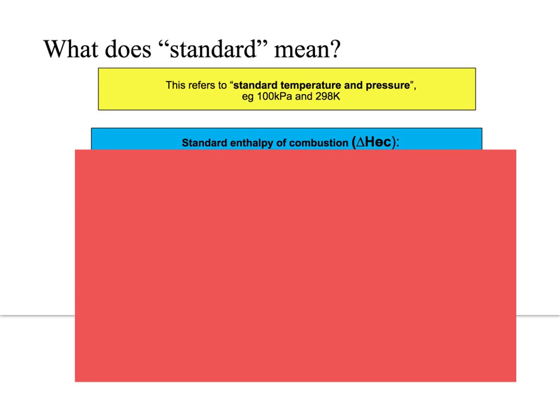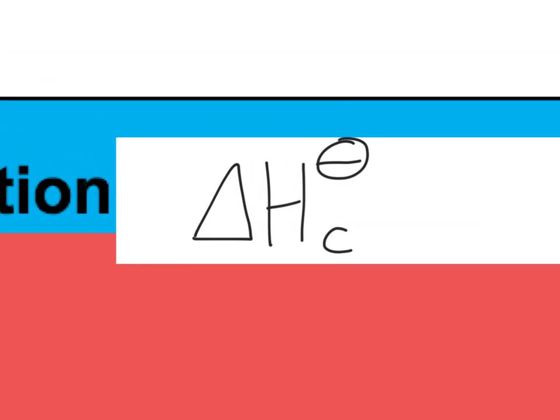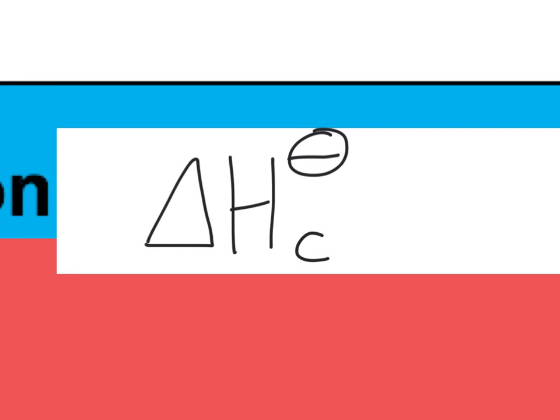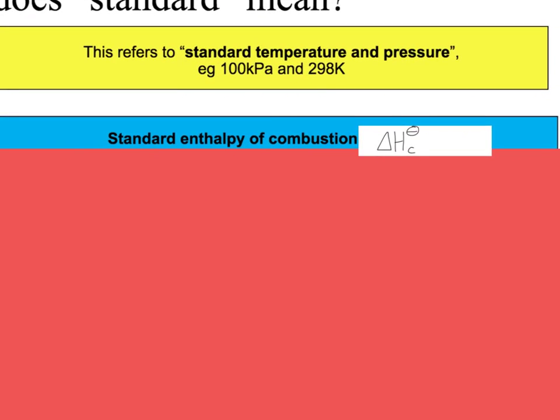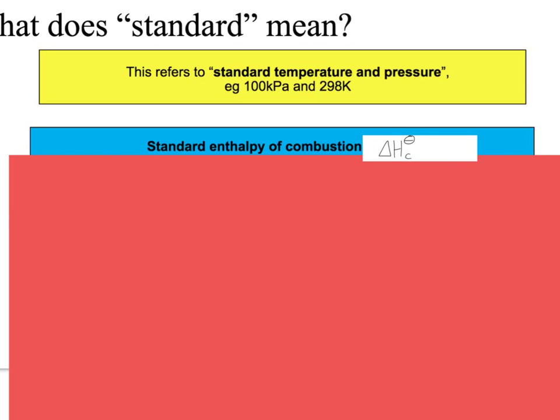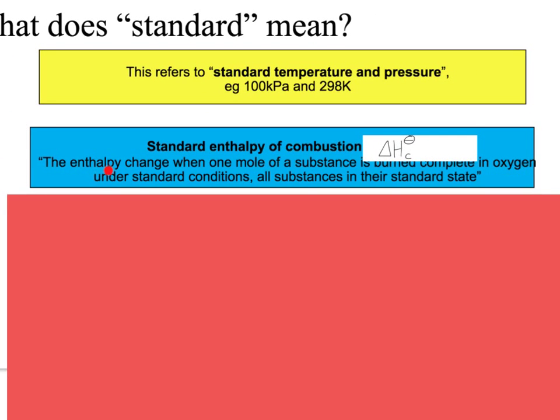So definitions. Standard enthalpy of combustion, it's written like this: delta H, theta, for standard conditions, and then C, for combustion. Okay, so the definition for the standard enthalpy of combustion is as follows. It's the enthalpy change when 1 mole of a substance is burnt completely in oxygen under standard conditions, all substances in their standard states. This is a very, very common definition that you'll be asked, so you need to learn this word for word. Best thing is to make some flashcards. There's a few other ones you need to learn.